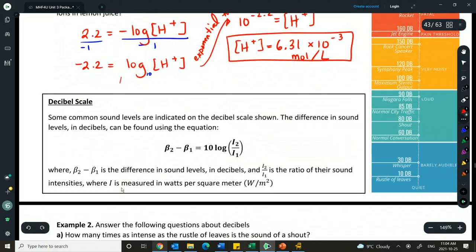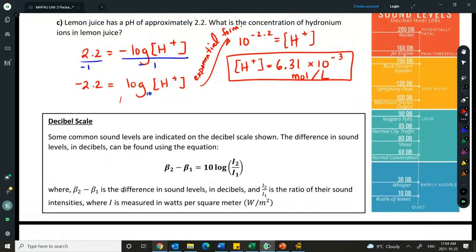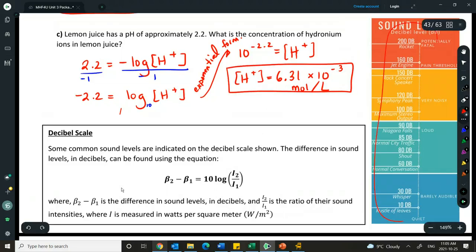Okay, decibel scale. The decibel scale is also a base 10 system, and what it does with our formula here is compare the intensity of two sounds. So here is a chart of some common sounds that might be around us. Hopefully some of them are not around us on any given day. We have low decibel levels like the rustle of leaves or a whisper, 10 decibels, 30 decibels. Normal conversation, 60 decibels, and so on.